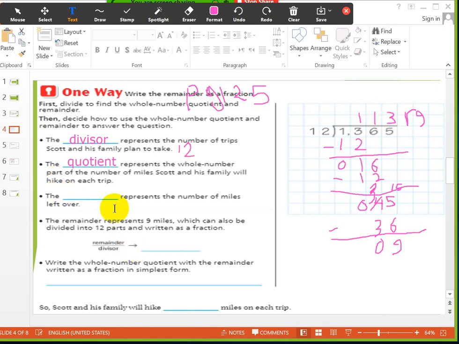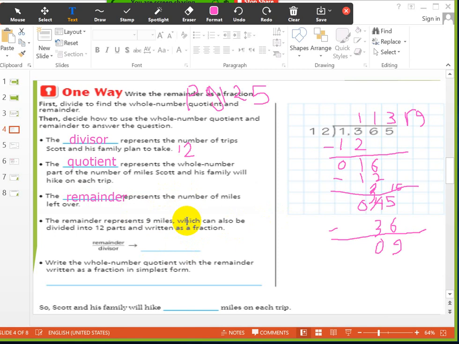Now, what about this missing word? What is the number that represents the number of miles left over? Left over. I left how many miles I left? I left 9 miles in this trip. I left 9 miles, and this is what? This is R, or a remainder. So the remainder represents the number of miles left over.